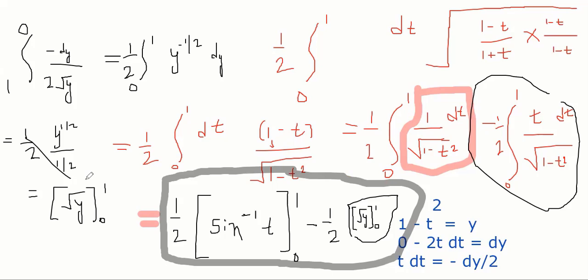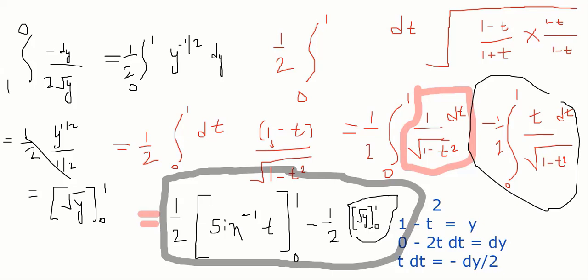In fact, half can be taken out from both. Any answer, guys? Let me see. Pi by 4 minus 1. Pi by 4 minus 1 or something else? Brahmappa says pi by 4 minus 1 by 2. Okay, you are right, Brahmappa, because half is there in both terms, Jayasurya.